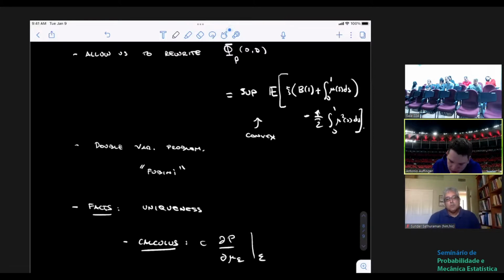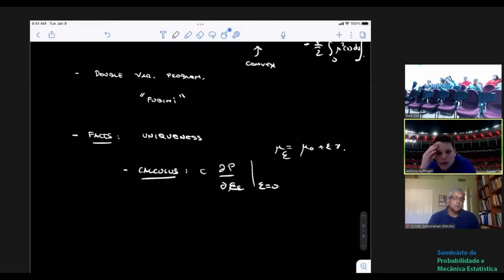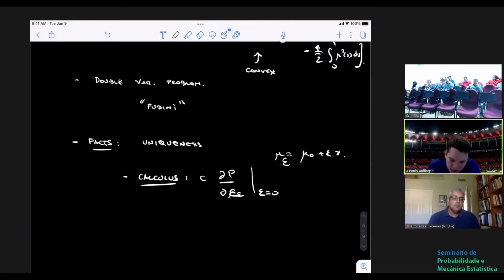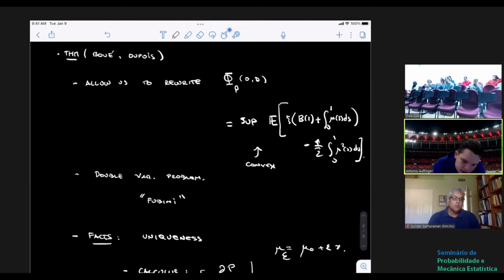Okay, and then you set epsilon equals 0. Let's see, with mu epsilon, dg epsilon, right? So mu epsilon is your mu 0, which is just the Parisi measure, plus epsilon times some other fixed measure. Okay, so what really changed the game was just the introduction of this theorem of Bouet and Dupuy.